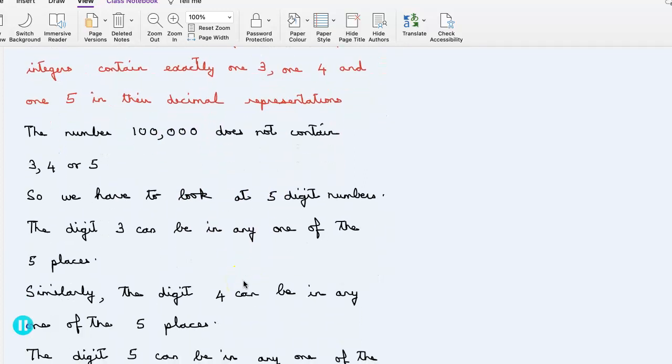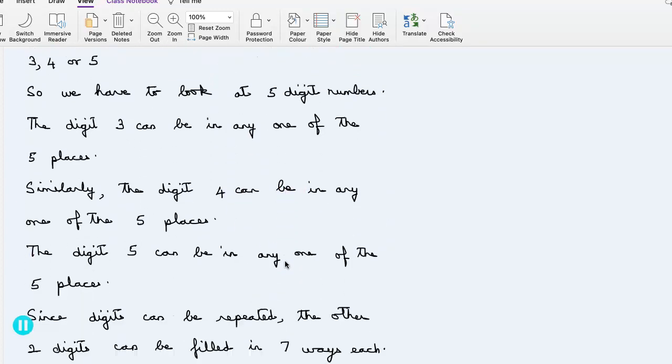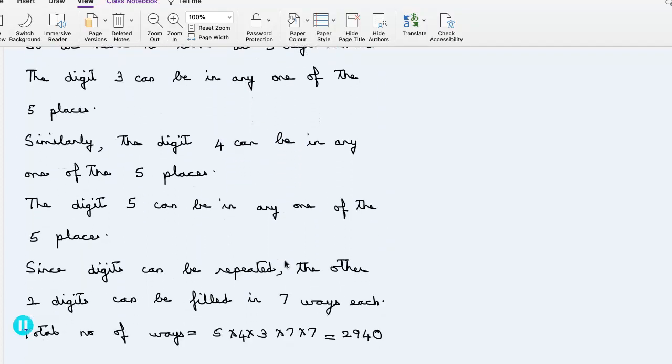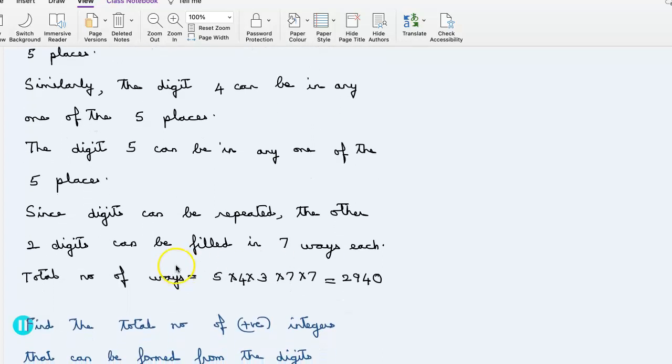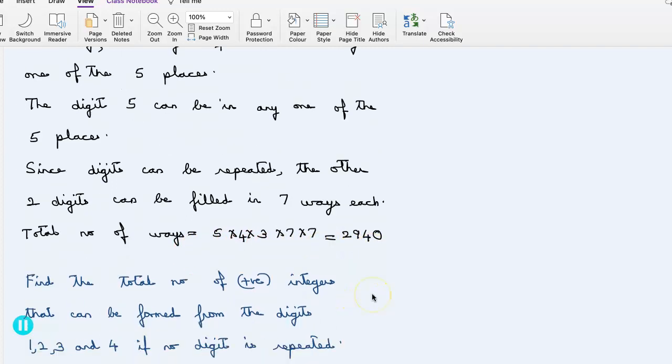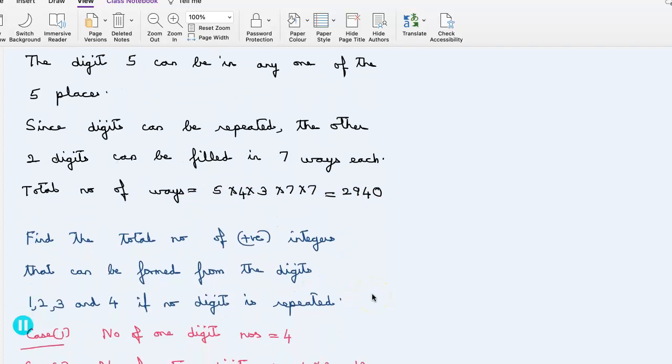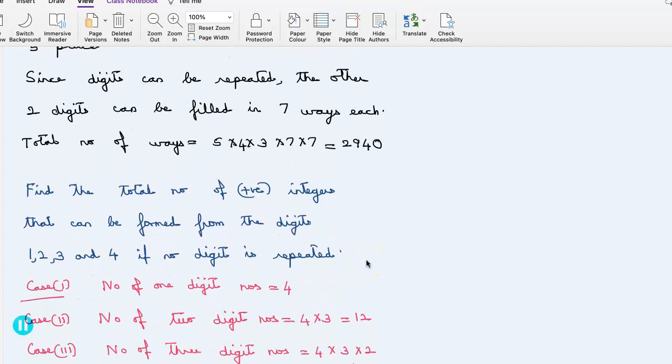So we look at 5-digit numbers because this is a 6-digit number. So the digit 3 can be in any of the 5 places. Similarly, the digit 4 can be in any of the 4 remaining places, and so can the digit 5 in 3. Since the digits can be repeated, the other 2 digits can be filled in 7 ways each. So total number of ways is 5 into 4 into 3 into 7 into 7. That is 2940.